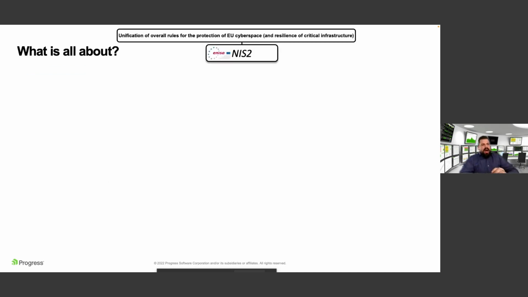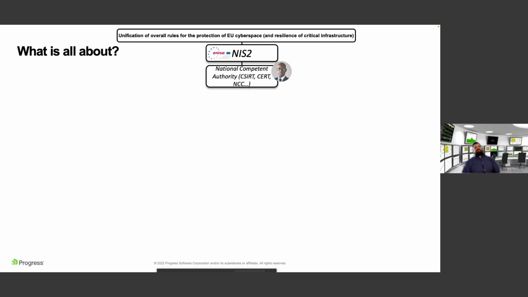So let's go through the Network and Information Security Directive, because it's more relevant to the cybersecurity topic than the RCE. So we will go through the NIS directive briefly, then through the RCE. But RCE is connected to the essential entities and important entities. So what is it all about? This is about the unification of overall rules for the protection of EU cyberspace and RCE, resilience of critical infrastructure.